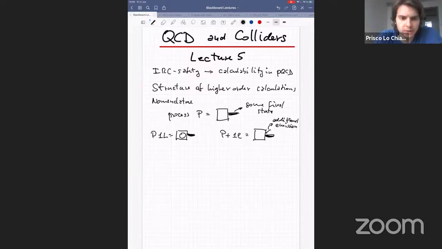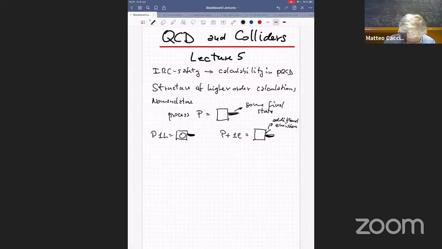Is the initial state included in the blob, in the square? Yeah, in a sense, yes, it is included. So it's PP to that some final state that I wrote down. So I don't really care too much in this drawing here.